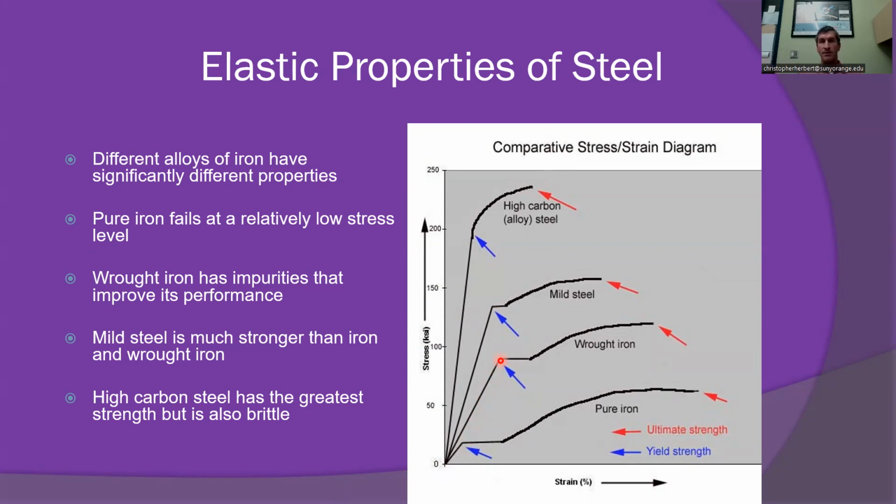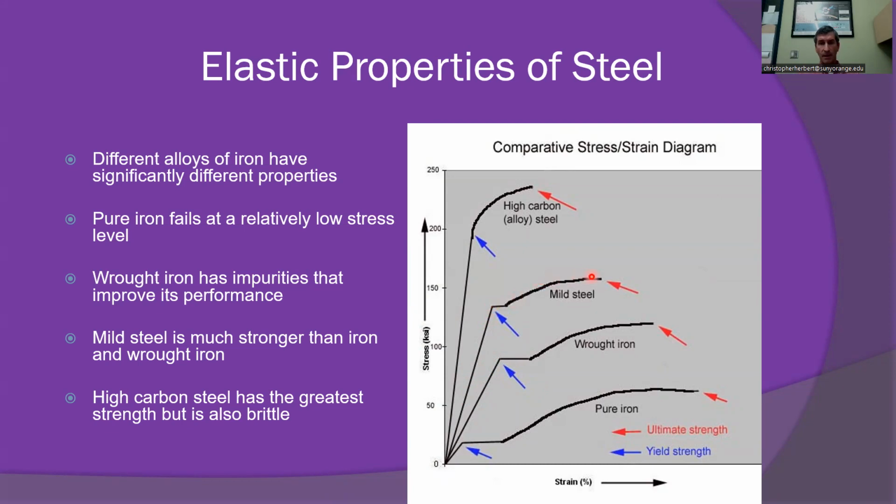So, wrought iron still had a lot of other elements in there, silica being one of them. It actually has better mechanical properties than pure iron. But again, with the invention of steel, you can clearly see that it is a much better material in terms of overall Young's modulus, also in terms of the overall yield strength.